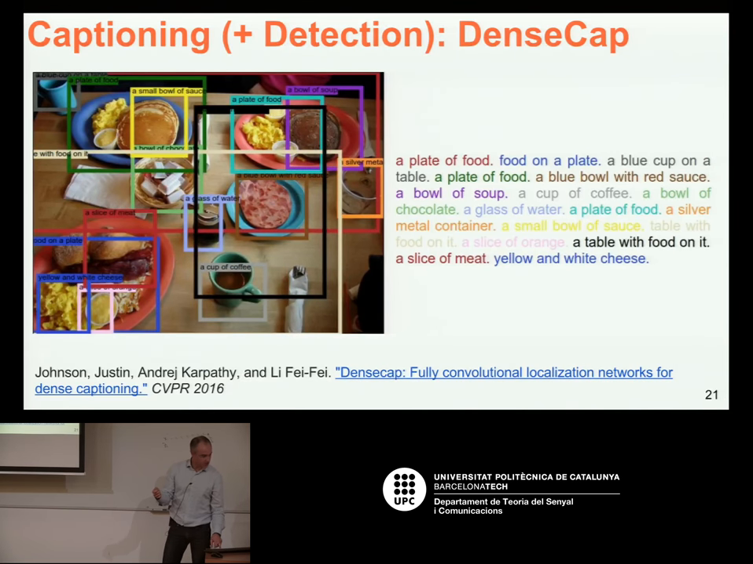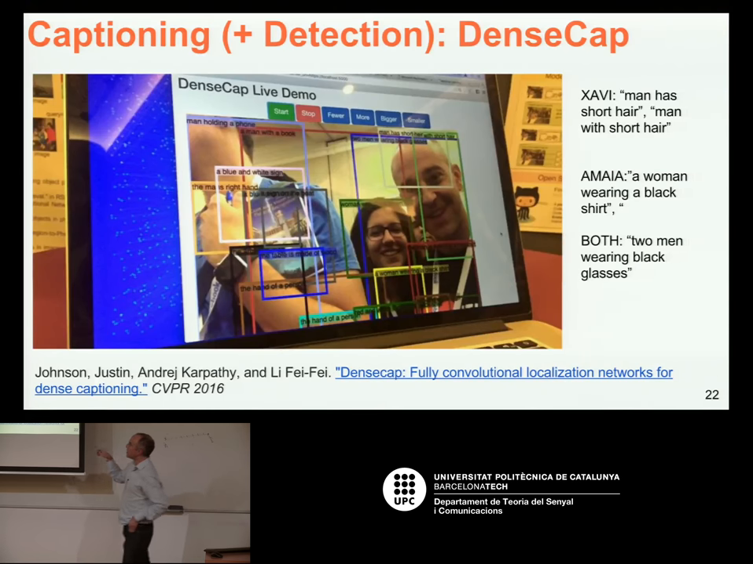So actually I had the chance to test it in the CVPR conference. So this is me, and there's a Zoom there, and it takes me like, man with short hair, man with short hair, which is pretty good. That's our PhD student, Amaia Salvador, a woman wearing black shirt, okay, fine. And then both two men wearing black glasses, okay, that's not exactly the point, but that's how they were running this in a laptop, real time-ish, let's say, okay, but it means that it was possible to do.